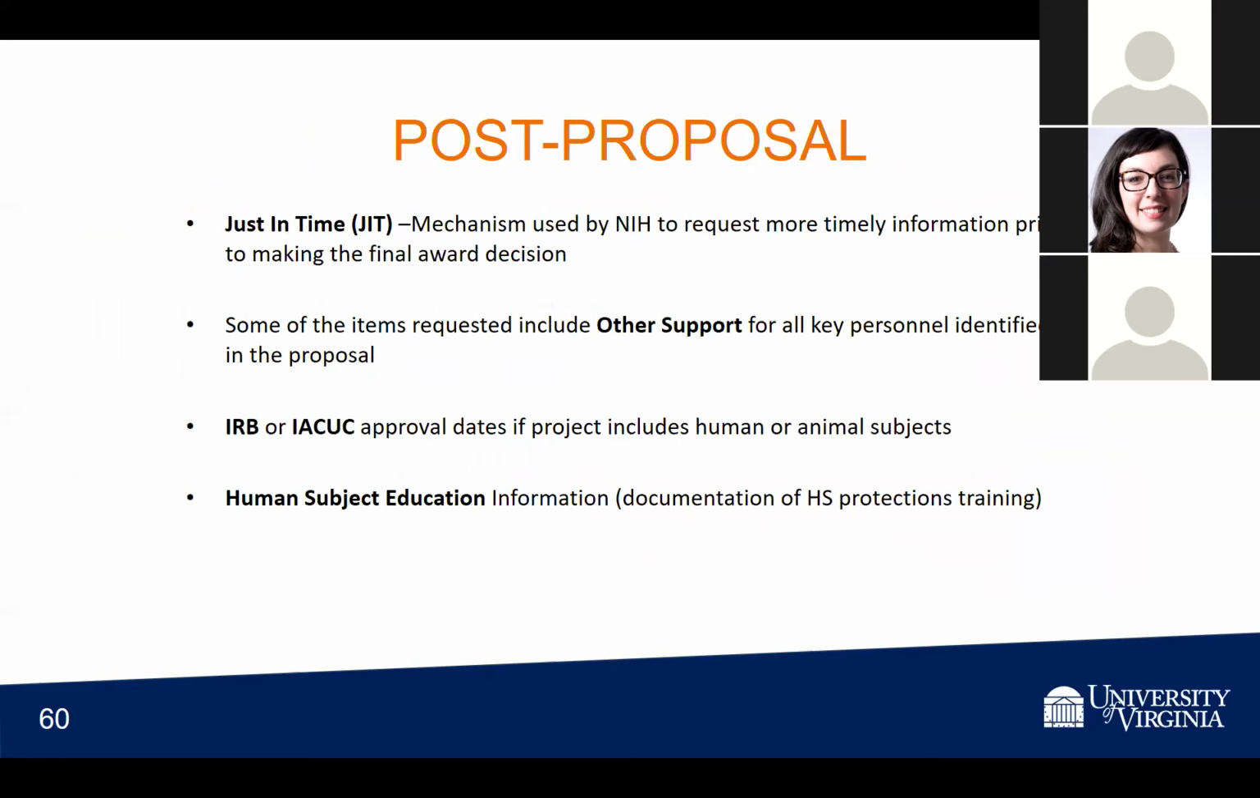That's happening within NIH. But on our side, there are certain things that we might encounter between the proposal phase and the award phase. NIH has a just-in-time mechanism where they will request more timely information prior to making the final award decision. Typically, documents they might ask for are an updated other support for all the key personnel, also possibly including key personnel that we have at the sub, if we have any subs, IRB or IACUC approvals, if there are human or animal subjects involved, and correspondingly human subject education information. So in our case, have the investigators completed the CITI HSR training? Is their certification up to date? We would submit all those via ERA Commons.